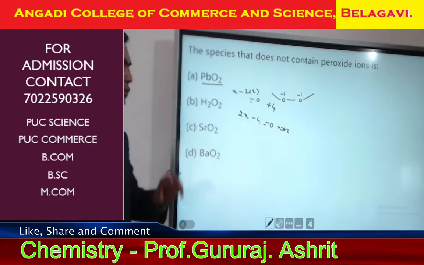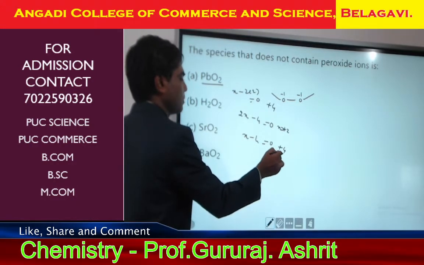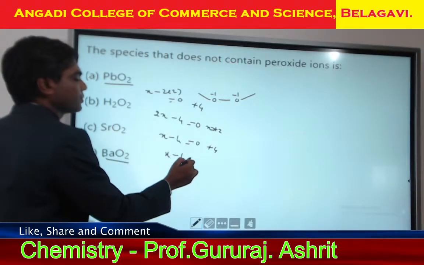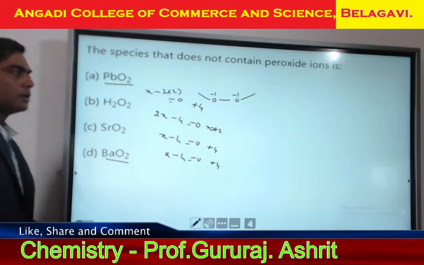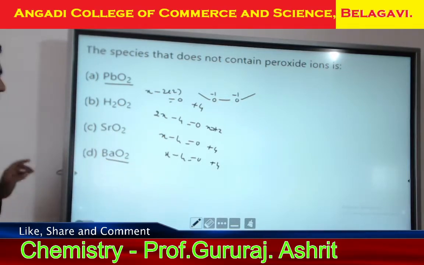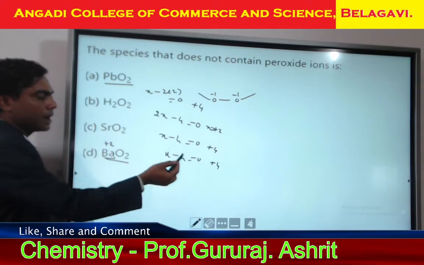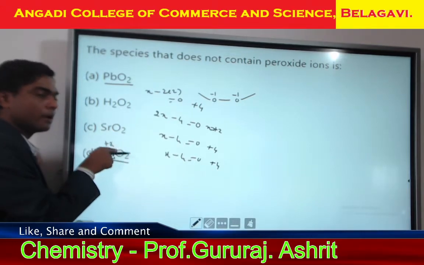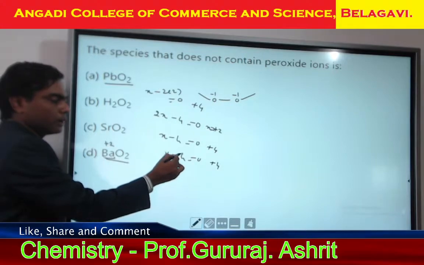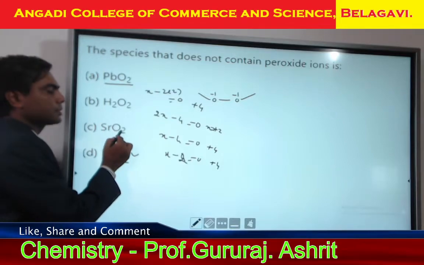When I take -2 charge, SrO2, x minus 4 is equal to 0, +4. BaO2, x minus 4 is equal to 0, it becomes +4. So these are the charges when I take oxygen as -2. But we should know the metal charges. Ba should show +2 and here it showed +4 due to the peroxide. Because I should not take a charge of oxygen as -2, it should be -1, it becomes -2. So it contains a peroxide linkage, SrO2.